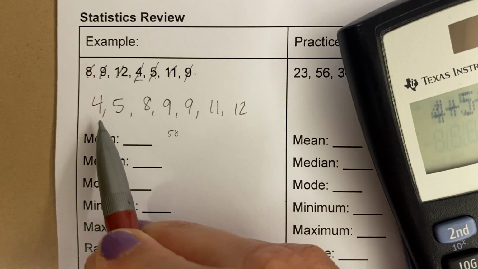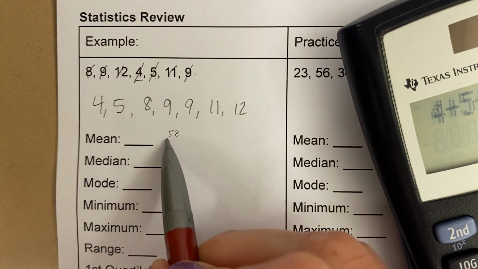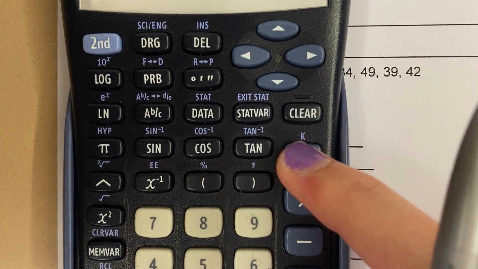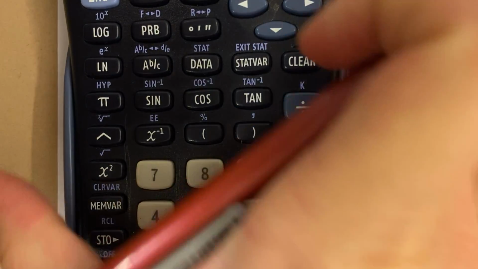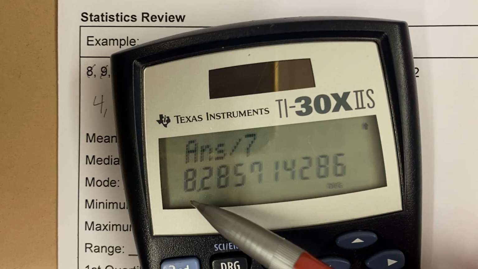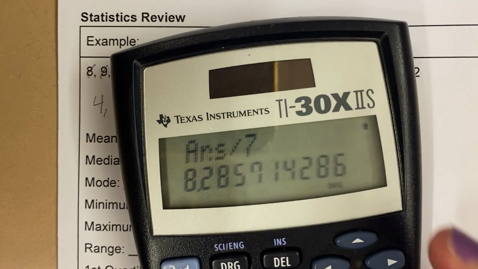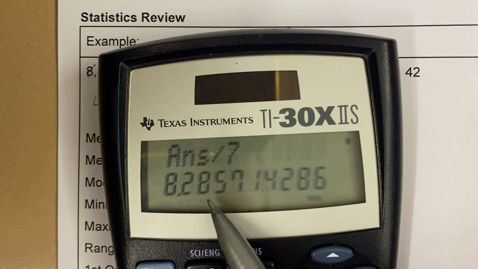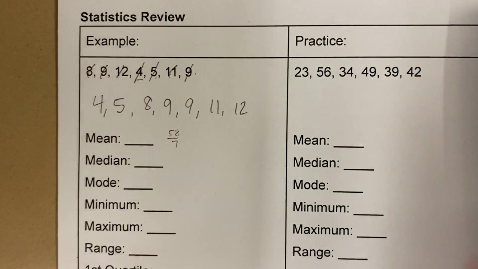And now what do I still need to do? I'm dividing by the number of numbers, which is 7. So once I have 58, I can just type divided by 7 in my calculator, and I get 8.28. Now I'm going to round to the nearest tenth. So this is the number I'm rounding. I'm going to look next to it. I'm going to round it up, and I get 8.3.